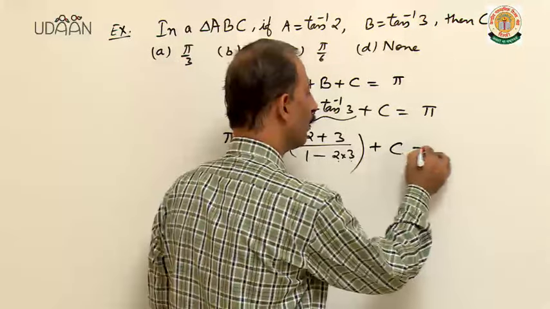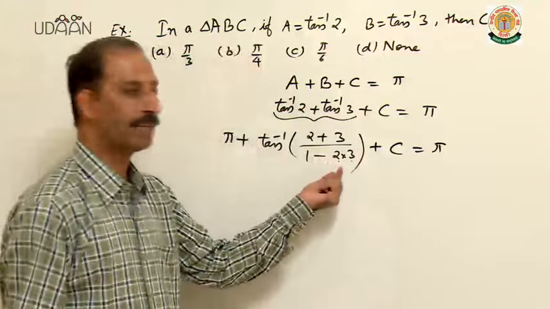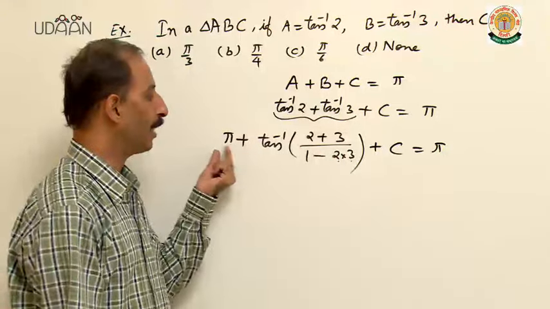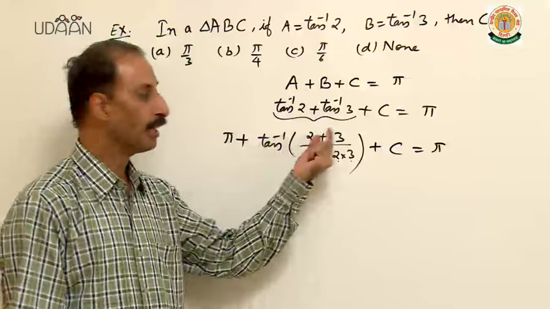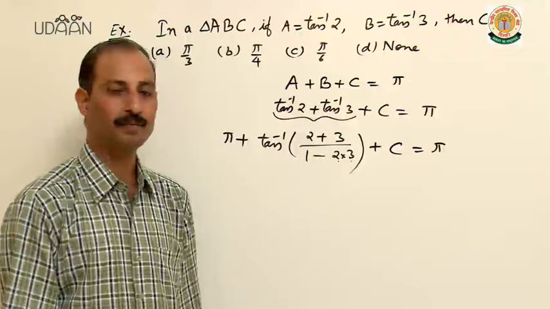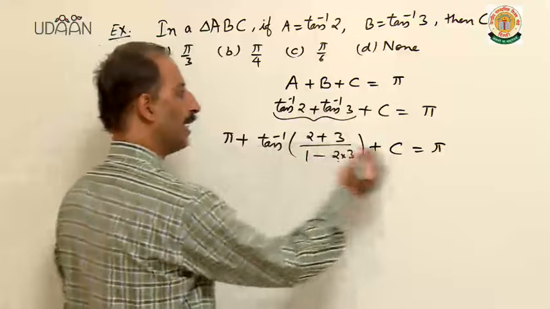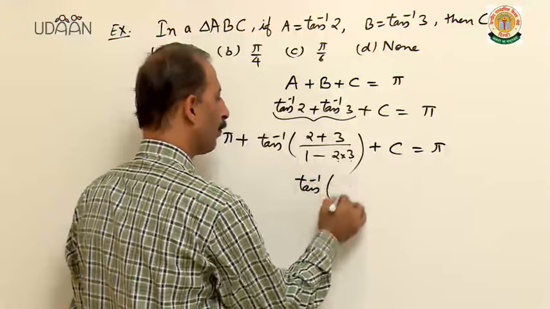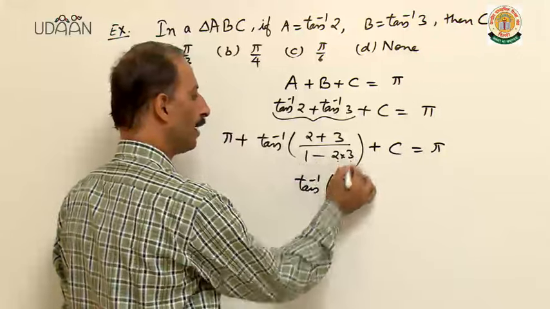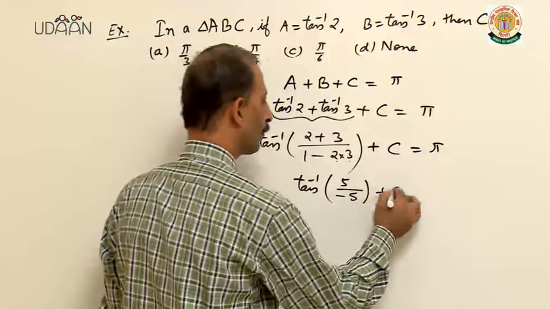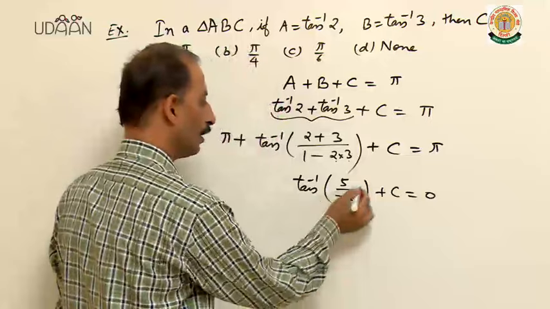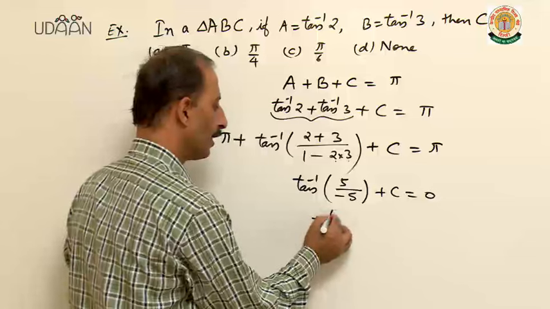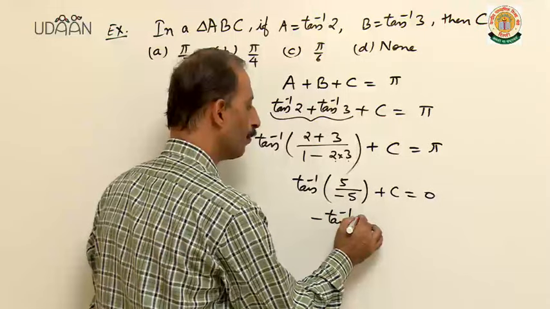In the module we have given this. According to the condition, if the product xy is more than 1, then you have to write down the identity pi plus tan inverse of x plus y upon 1 minus xy. Now children, this pi and this pi will be cancelled. Its value becomes tan inverse 5 upon 1 minus 6, minus 5. So this value is tan inverse of minus 1, and the minus you can write outside, giving minus tan inverse of 1.